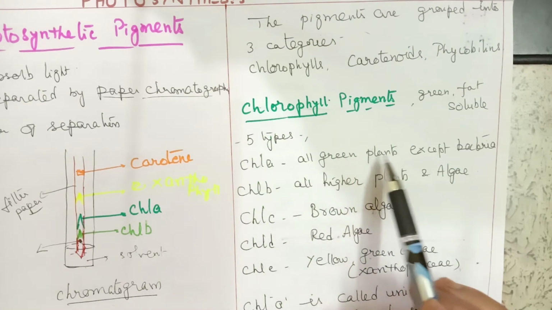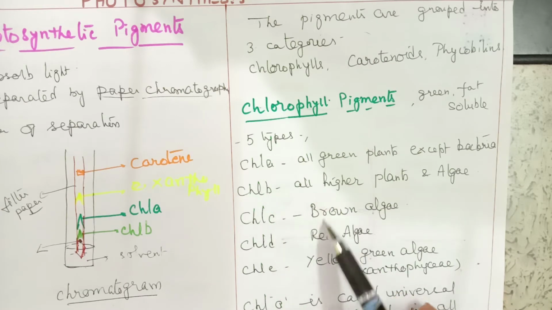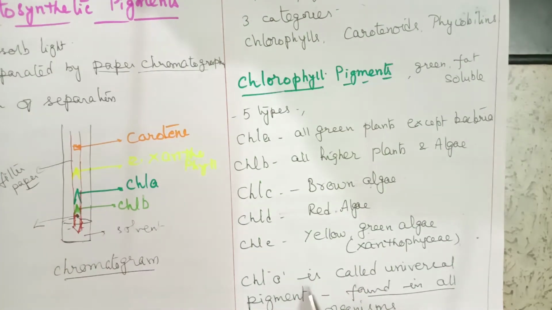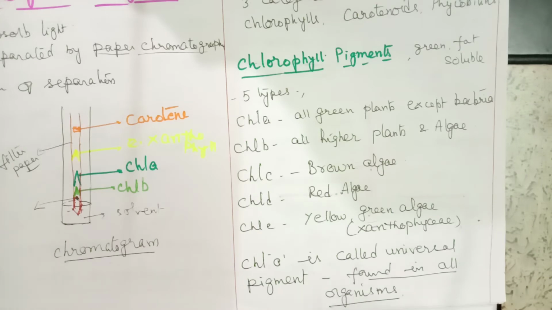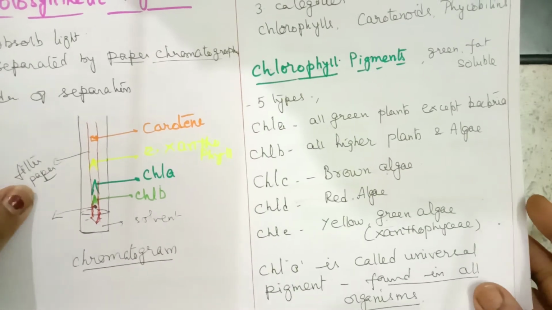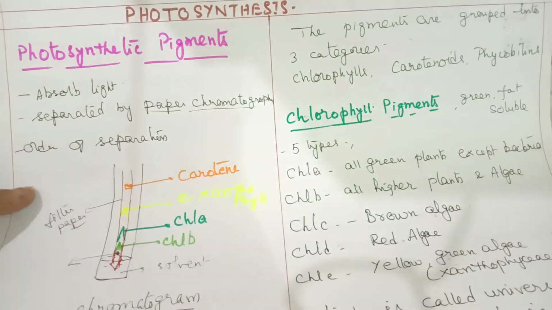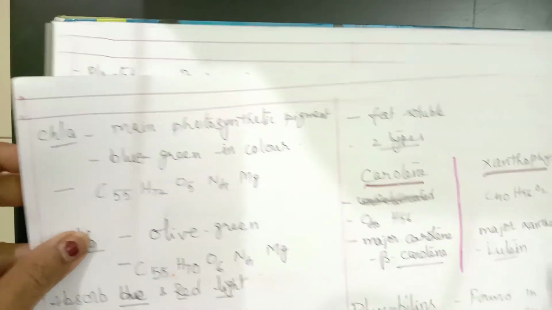It is found in all green plants except bacteria. So in addition to chlorophyll A, these different organisms will have other chlorophyll molecules also. So therefore, chlorophyll A is called universal pigment because it is found in all organisms. This is called as a universal pigment because excepting in bacteria, in all the other organisms it is present. Now let us see these. What are the structural features of these?